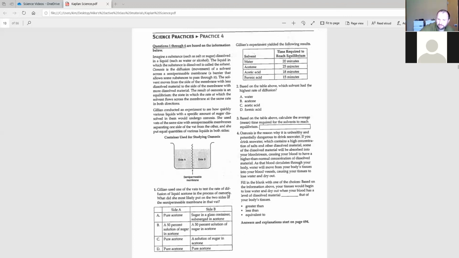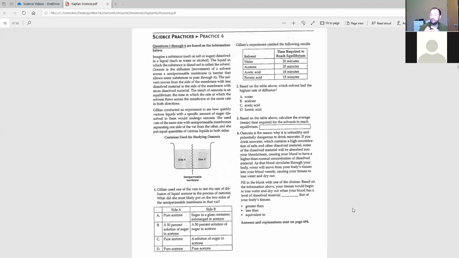The question says, fill in the blank with one of the choices. Based on the information above, your tissues would begin to lose water and dry out when your blood has a level of dissolved material like that of your body's tissue. Okay, greater than, less than, equivalent. So again, not an easy question, not an easy concept to necessarily understand if you don't have any background knowledge.